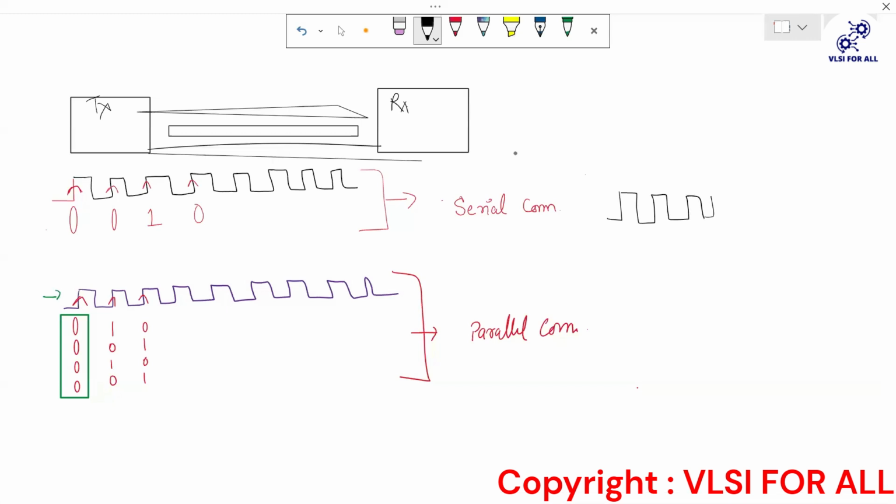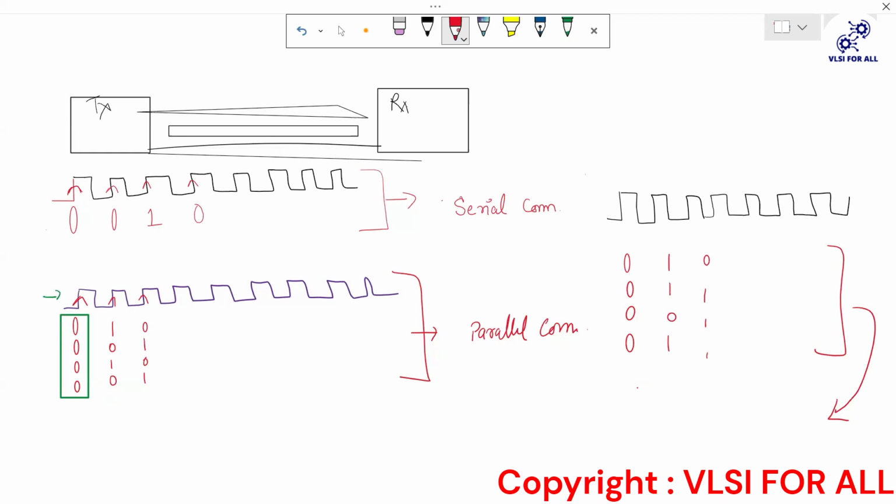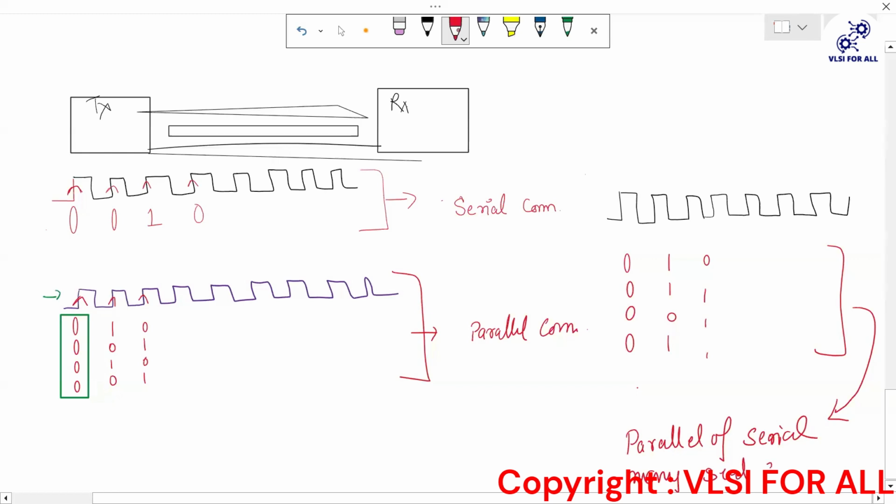Okay. One second. And I am introducing, let's say, 4 or 5 bits. So you know what's the difference in these two cases? So this will become a parallel of serial, or you can say many serial communication. Now you will say, sir, then how can I identify whether it is parallel communication or multiple serial communication? Yeah, I will tell you.